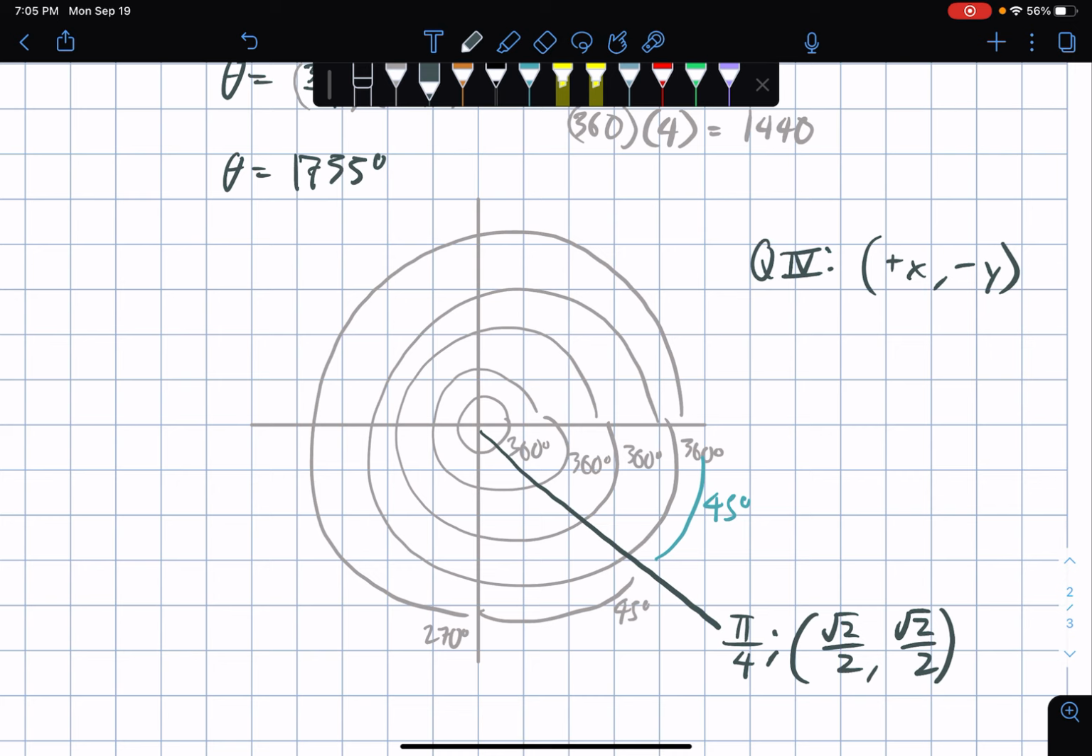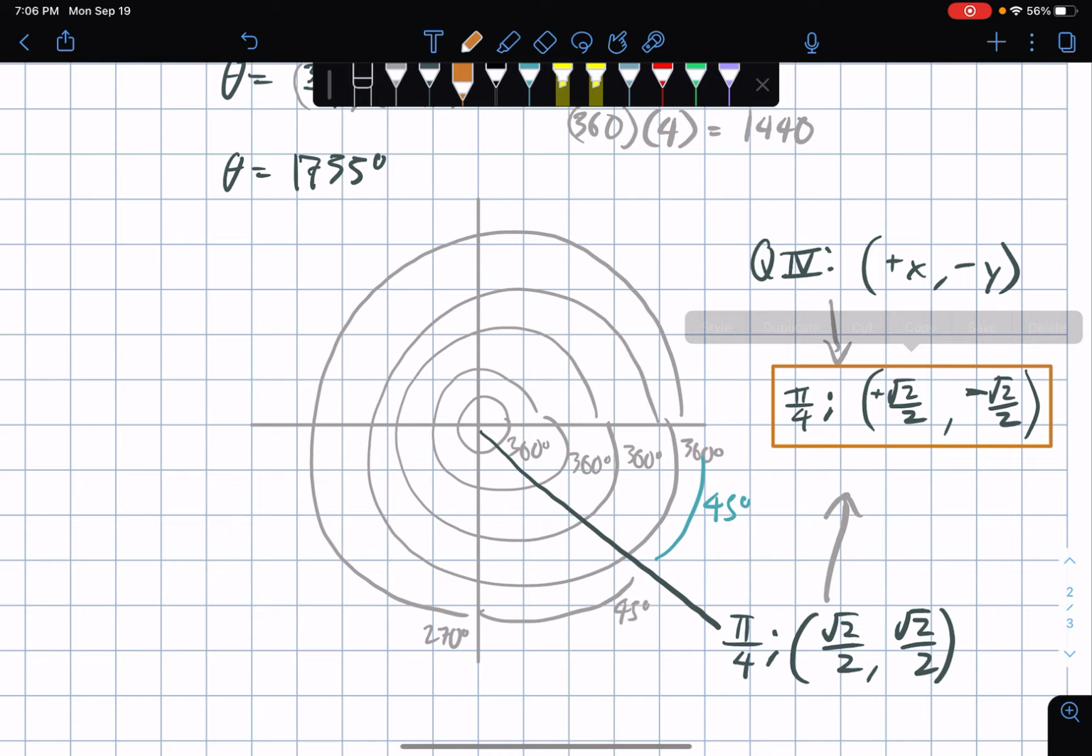So let's apply this knowledge together. We get pi over 4 semicolon positive square root of 2 over 2, and negative square root of 2 over 2. This is the final answer. Right, finished.